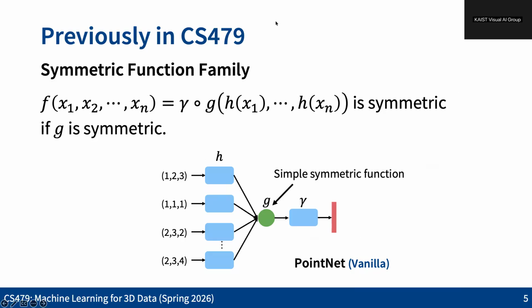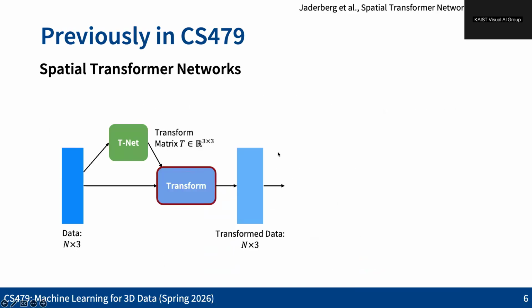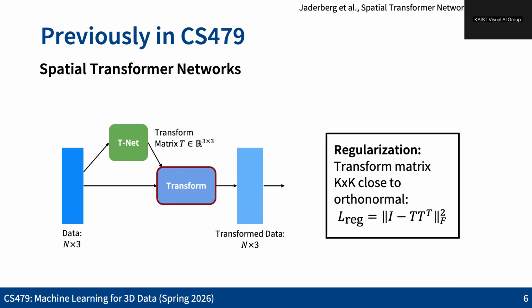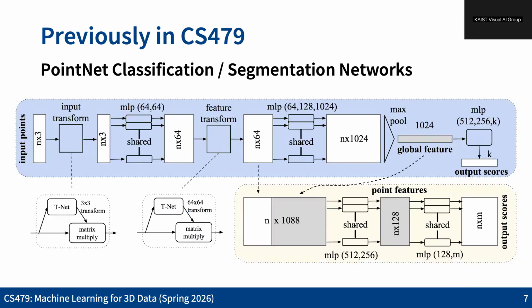And then to achieve transformation invariance, especially for 3D rotation invariance, we also introduced the idea of the spatial transformer, which is basically automatically predicting some kind of transformation in a way that hopefully all the input data would be aligned in the given space. So this was the basic idea for transformation invariance.